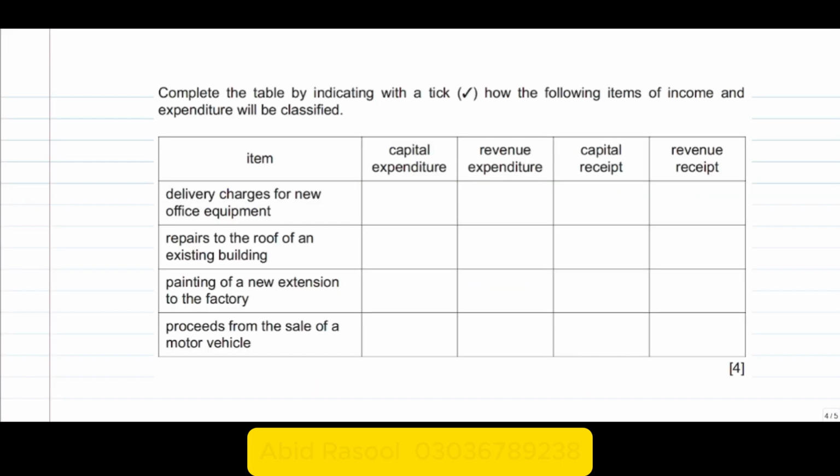Okay, students, now we have a question about revenue and capital expenditures and receipts from a past paper, where we have to indicate whether each is a capital or revenue expenditure or receipt. Let's see from the start. Delivery charges for new office equipment. Office equipment is our non-current asset. We are buying the asset and paying its delivery charges. It will become part of its cost, so it will be capital expenditure.